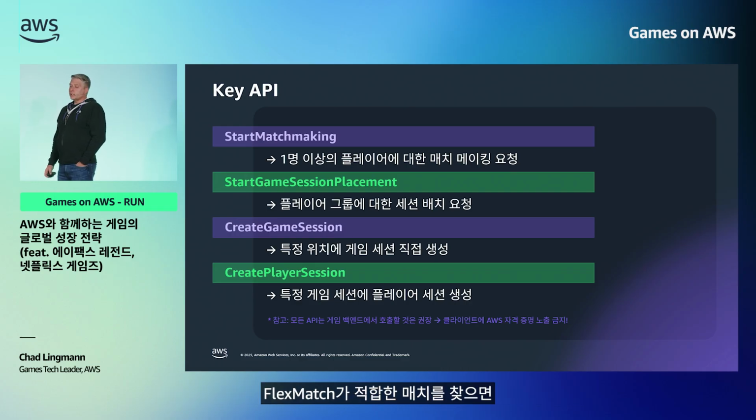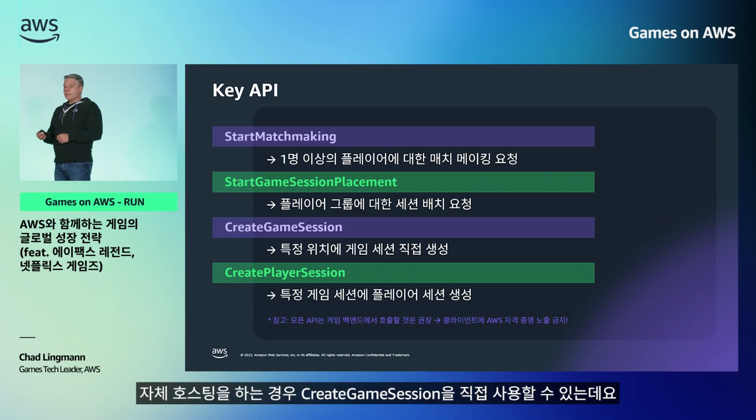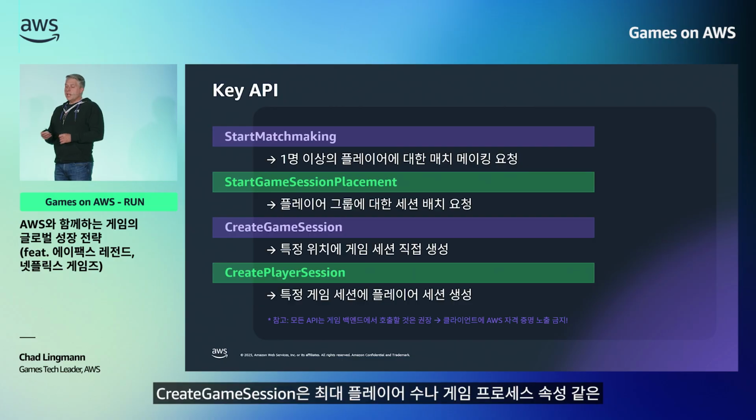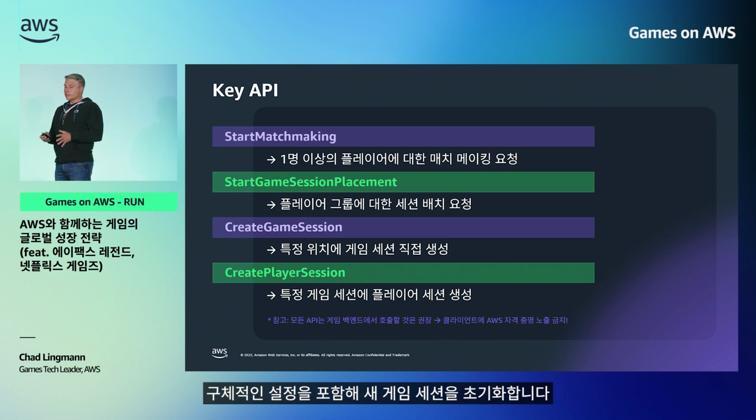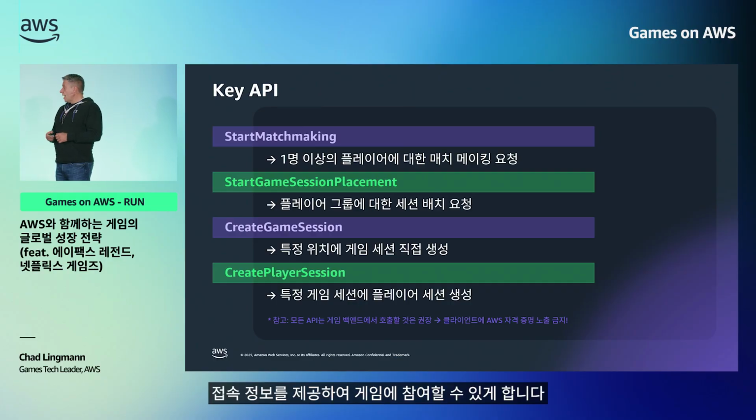Once FlexMatch finds a suitable match, it can either use StartGameSessionPlacement to place the match in an existing fleet, or use CreateGameSession directly if you're managing your own hosting. CreateGameSession initializes a new game session with specific configurations, like maximum player count and game process properties. And then finally, CreatePlayerSession reserves a spot for each player in the game session, providing them with connection details to join the game.